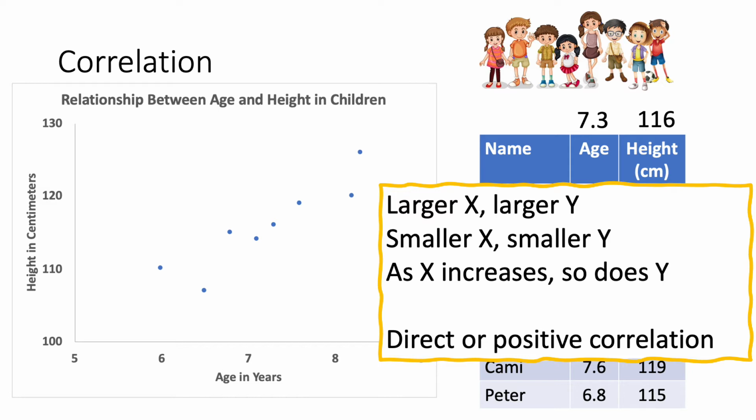So as their age gets larger, their height gets taller. And the smaller the x, the smaller the y. So as x increases, so does y. This is what we call a direct or positive correlation. And the pattern rises to the right. As x gets larger, so does y.